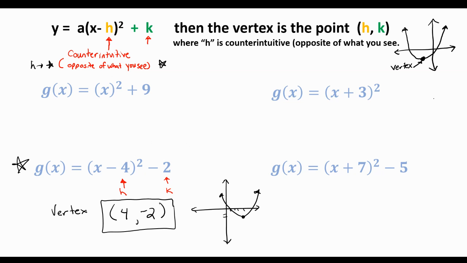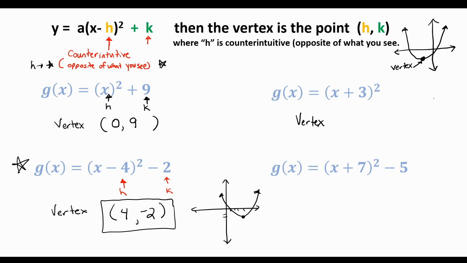Okay, so what happens up here? Remember, H is always by the X inside the parentheses. K is always outside the parentheses. So what do we do when we don't see a number for H? Then we use 0. So this vertex is at 0, 9.